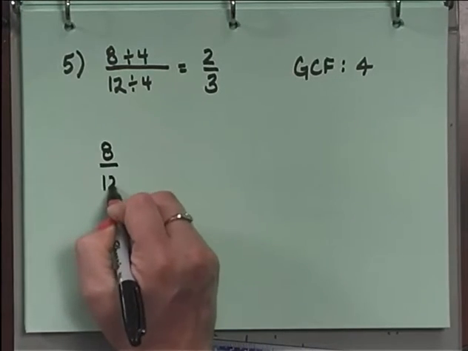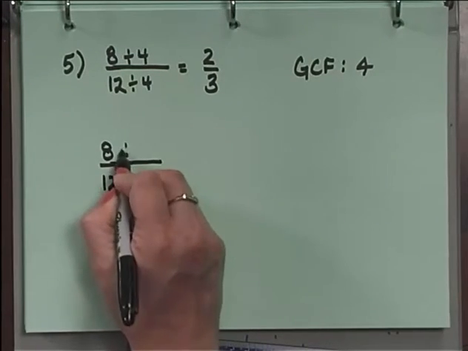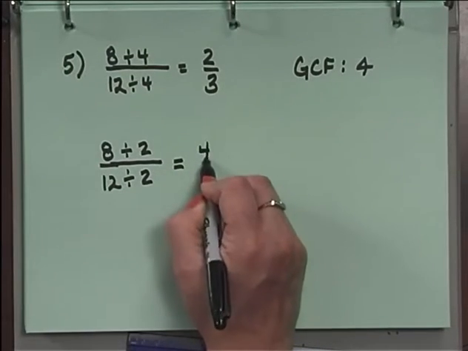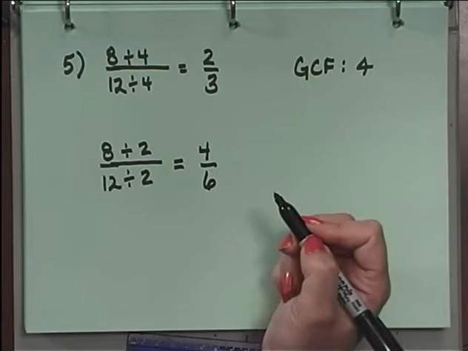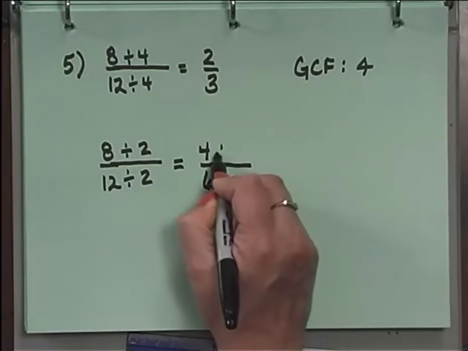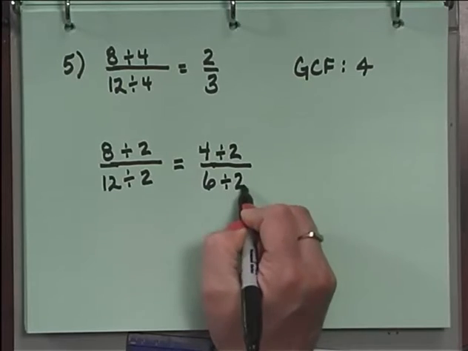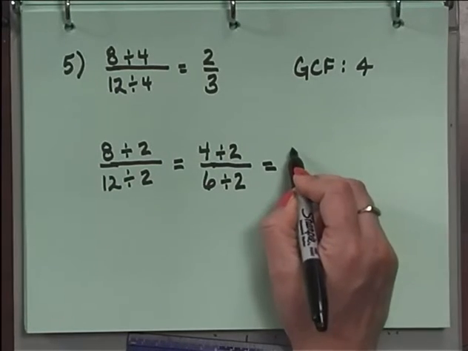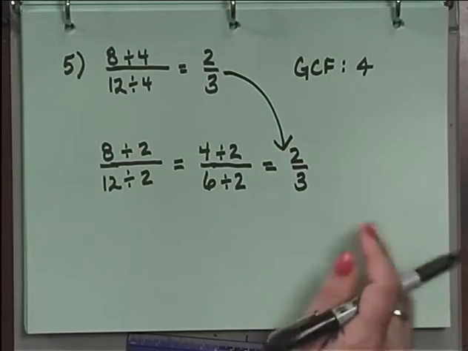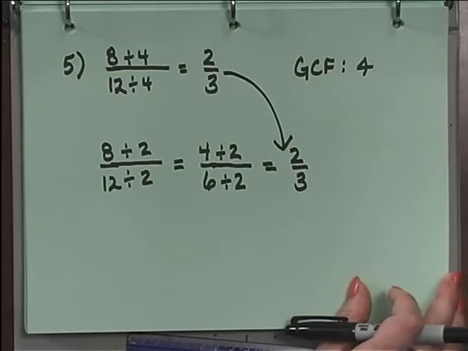But notice that if I had only noticed that these two are both even and can be divided by 2, well, 8 divided by 2 is 4 and 12 divided by 2 is 6. I would have gotten 4/6, but that is a fraction that is equal to 2/3 because I can divide again by 2. 4 divided by 2 is 2 and 6 divided by 2 is 3. And I achieve the same result.